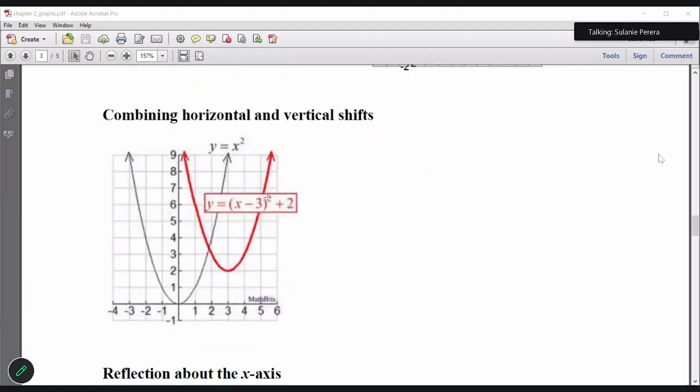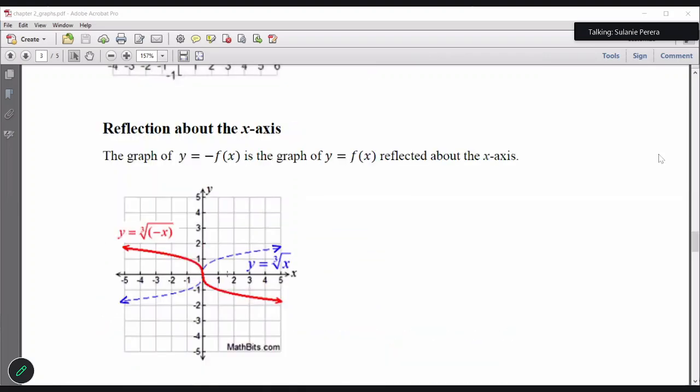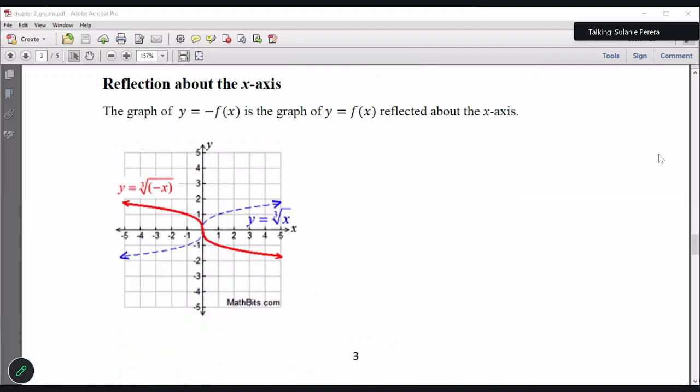So x minus 3 squared plus 2 is 3 to the right and 2 up. Right? So those are combining horizontal and vertical shifts. Then we have reflections about the x-axis. If you have the cube root of x, then y equals minus the cube root of x, or the cube root of minus x, will be the reflection about the x-axis.